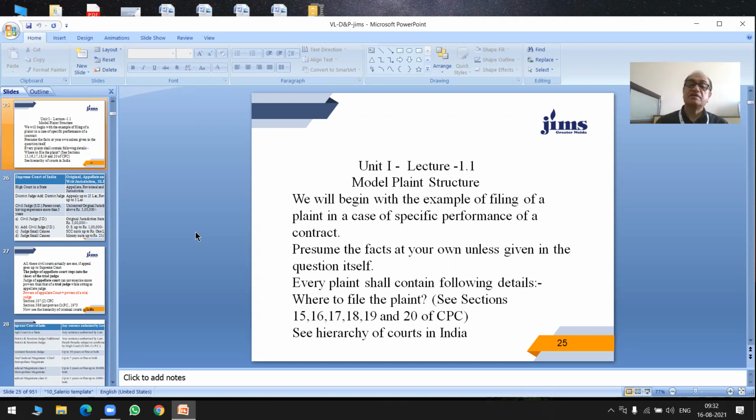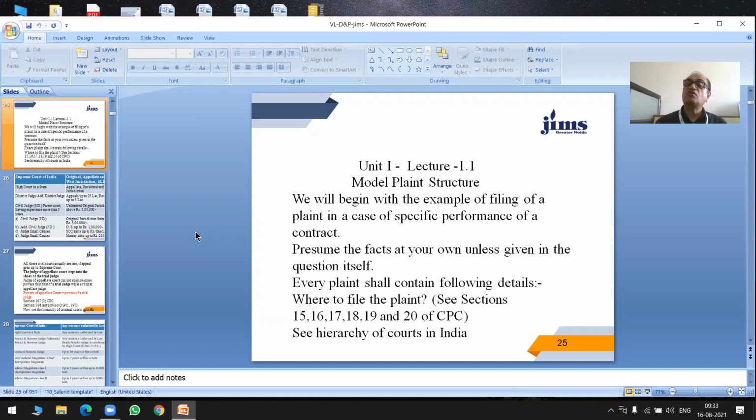So dear students, drafting is a game of imagination. You have to imagine your own facts. You have to assume your own facts because the question paper does not contain the facts on the basis of which a plaint is drafted. So you will have to keep in mind that every plaint contains the fundamentals of the plaint. And the initial question which I gave you in the beginning is where to file the plaint.